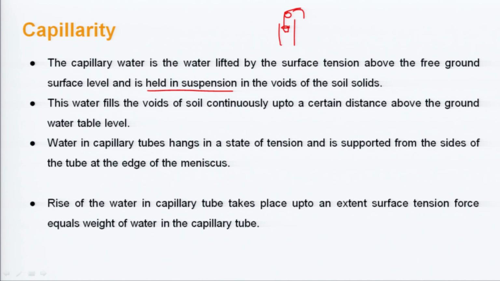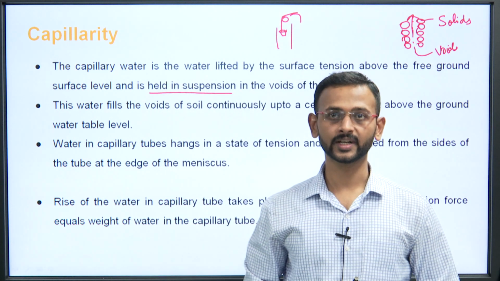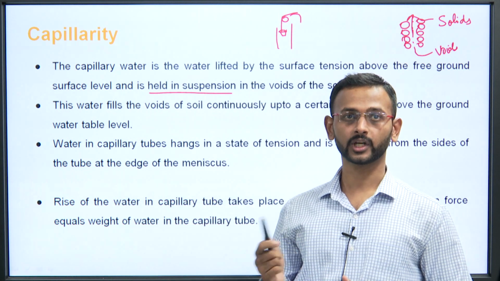Similarly, here also there are the soil solids, and this is the void, so the water tends to go up and these soil solids will be trying to pull up the water. These are the soil solids and this is the portion where it is the void, and the water will be pulled up due to the capillarity action of the voids. The water fills the voids of soil continuously up to a certain distance above the groundwater table level.